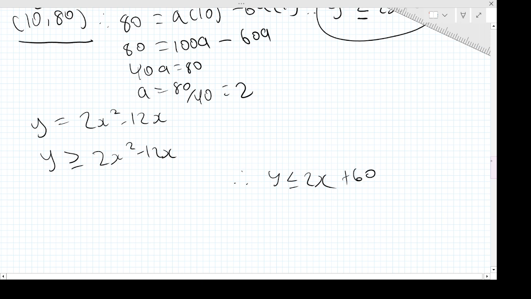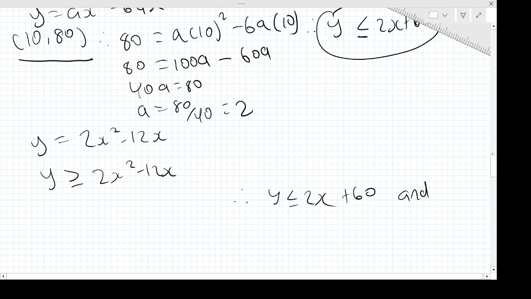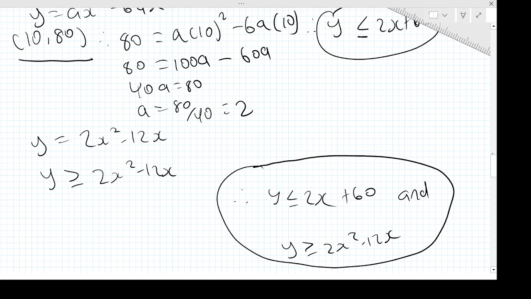and y, and not or, but and, because both of these have to be true, okay? For that region. Anyway, so we have and y is greater than or equal to 2x squared minus 12x, okay? There we are. So that is our final answer.